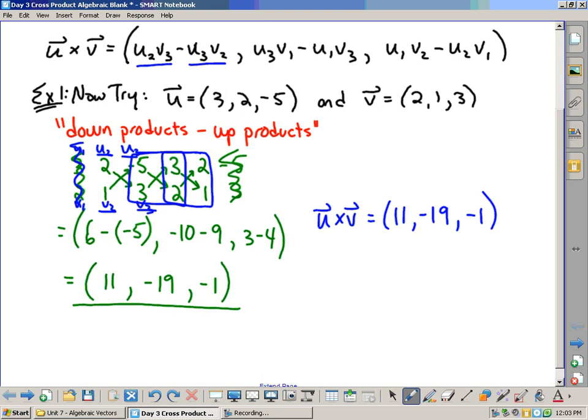So it's a nice little way, and really I want you to practice this in getting used to the down products minus the up products, because we'll have to do this quite a bit in the next couple of units.